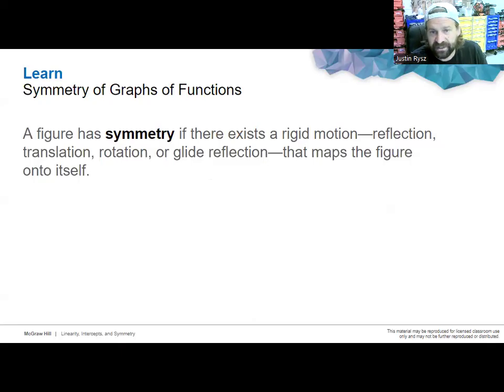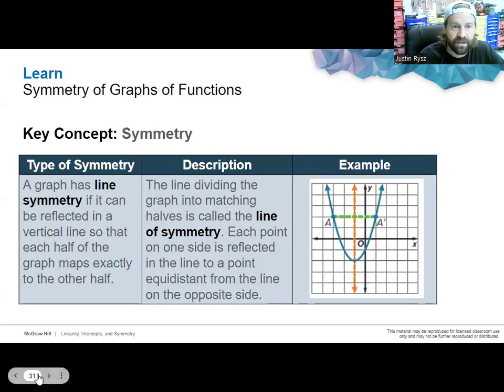All right, ready for the third and last section of this. We're going to be looking here at symmetry. So a figure has symmetry if there exists a rigid motion, either reflection, translation, rotation, or glide reflection, that maps the figure onto itself. Okay, so a couple different types of symmetry here. We can say a graph has line symmetry if it can be reflected in a vertical line so that each half maps exactly on top of each other.